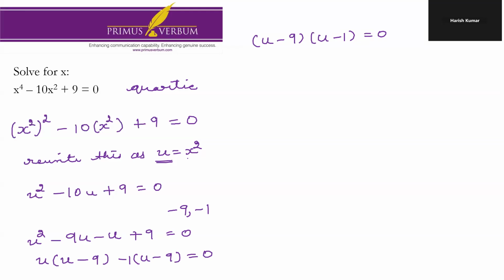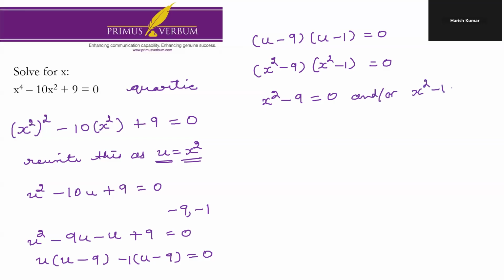Now since u is equal to x square, I will substitute x square in the place of u here. (x square minus 9)(x square minus 1) equal to 0. Okay, so this means what? x square minus 9 is equal to 0 or x square minus 1 equal to 0. So let me individually solve them. Again, I have a quadratic equation now after the u substitution. So let me solve this.